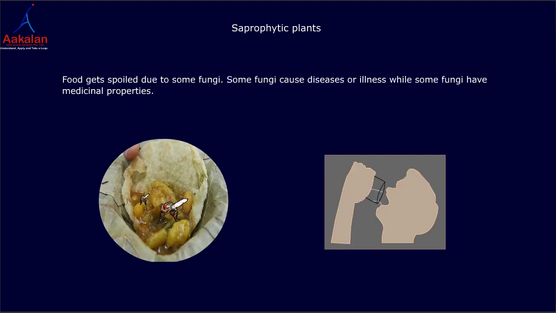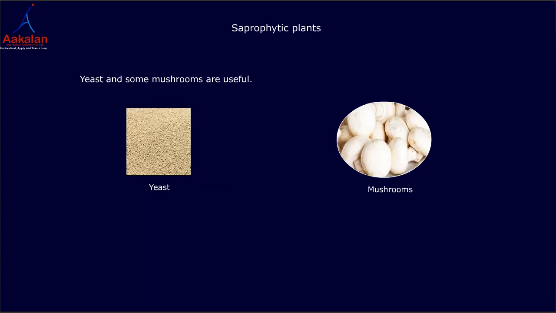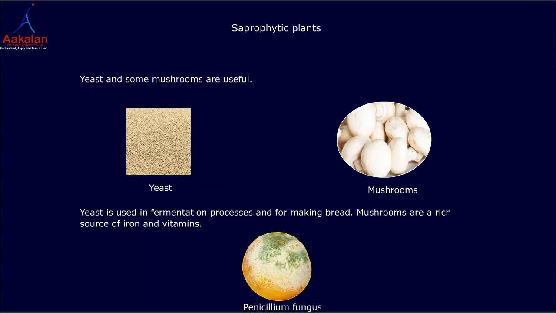Food gets spoiled due to some fungi. Some fungi cause diseases or illness, while some fungi have medicinal properties. Yeast and some mushrooms are useful. Yeast is used in fermentation processes and for making bread. Mushrooms are a rich source of iron and vitamins.